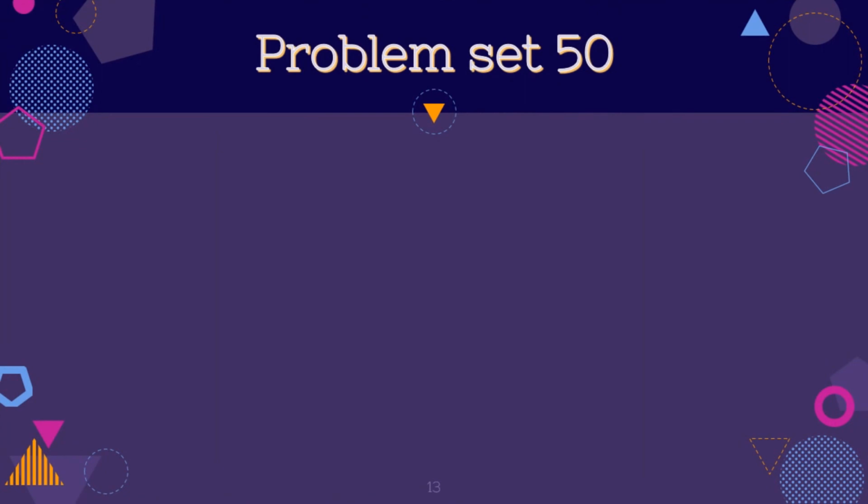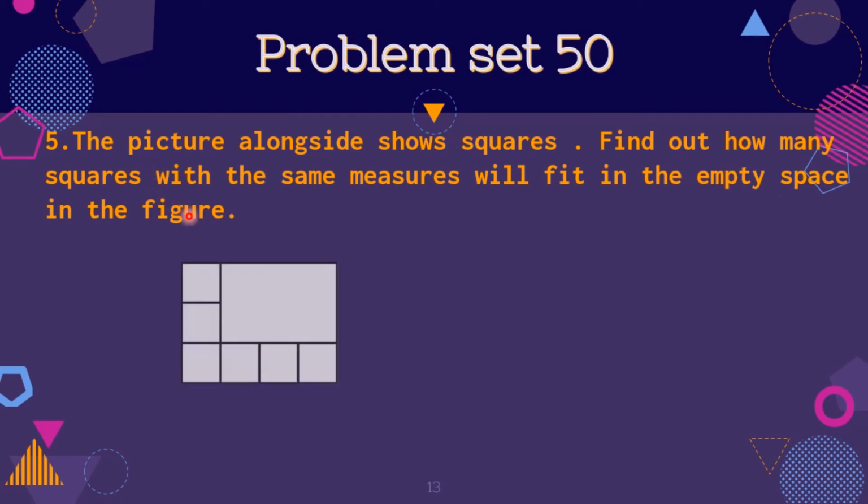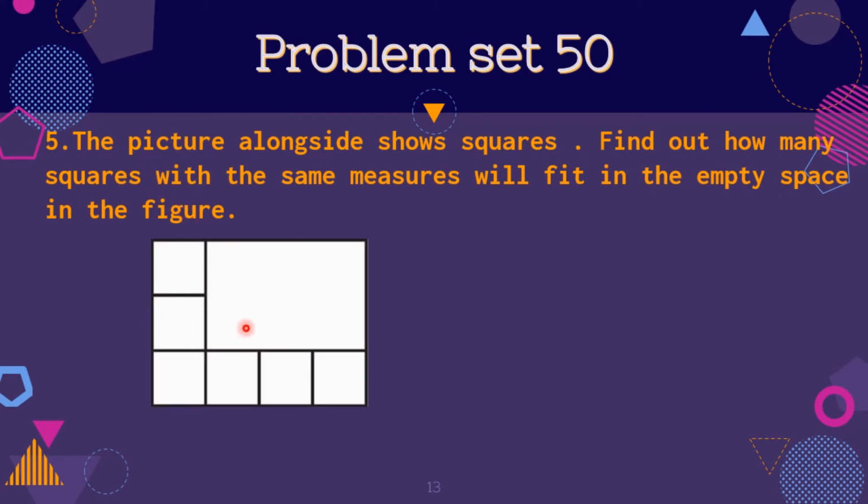Next question is, the picture alongside shows squares. Find out how many squares with the same measures will fit in the empty space in this figure. So we have this figure and we have to find out how many squares of same measure will fit in the empty space. Now as you can see, there are 3 squares along the breadth of this rectangle and there are 4 squares along the length of this rectangle.